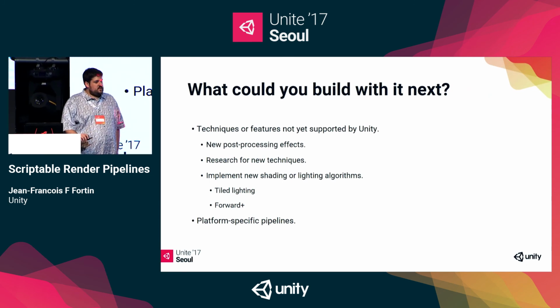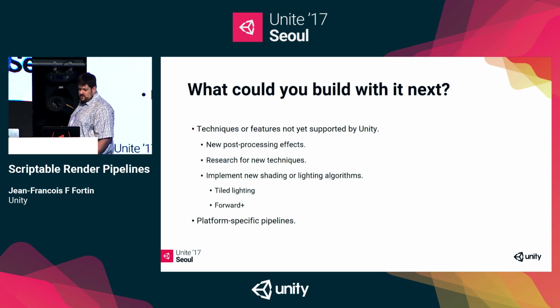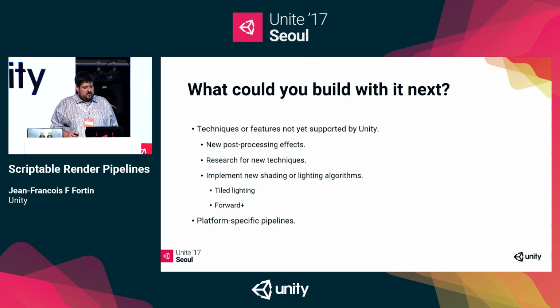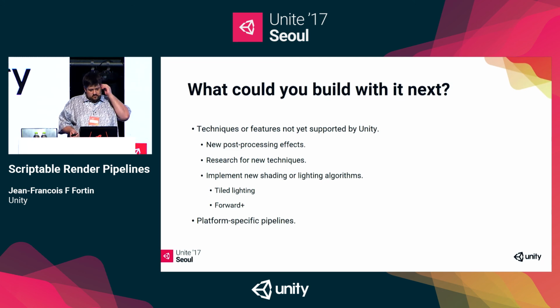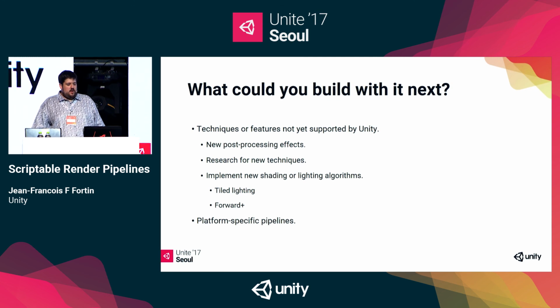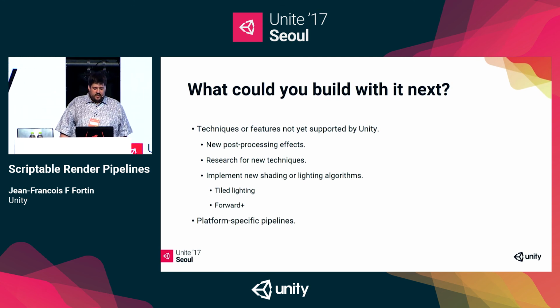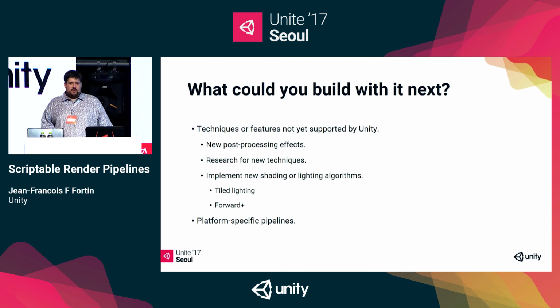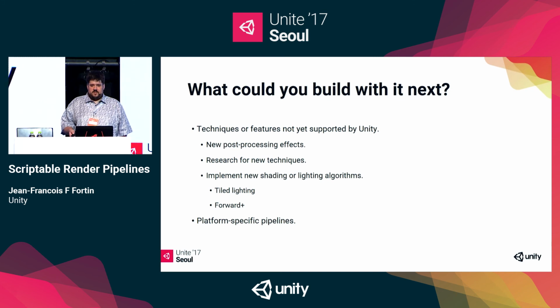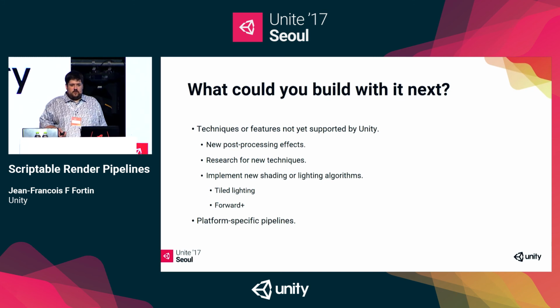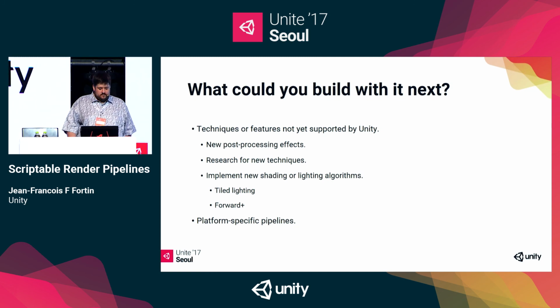So what could we build with this next? We could build techniques or features that are not yet supported by Unity, such as new post-processing effects. We could also research new techniques, especially techniques that might require different information from the geometry buffer. We could implement new shading or lighting algorithms, examples of that being tiled lighting or forward plus. And we could also implement platform-specific pipelines. We could build one for PS4 or Xbox One, or for different phones or different targets on PCs.